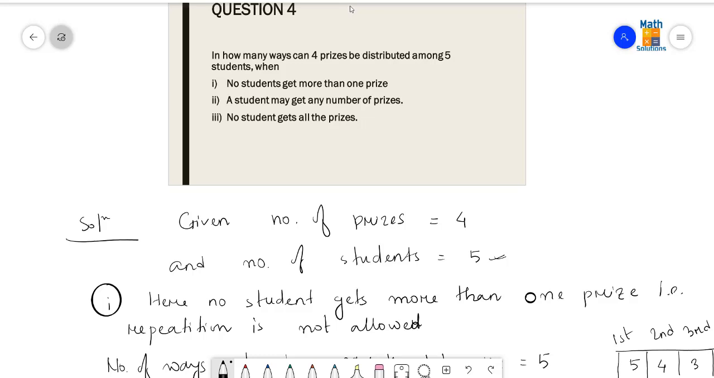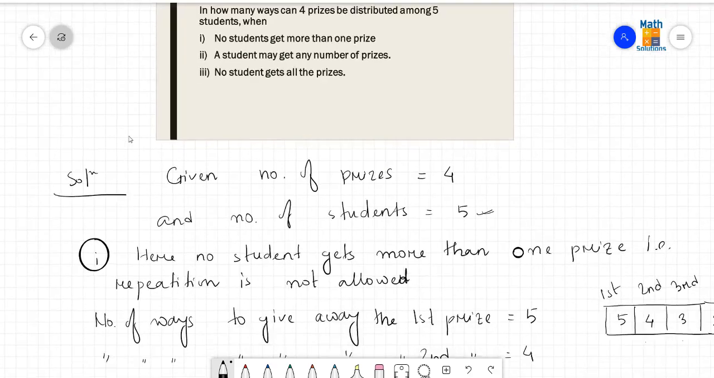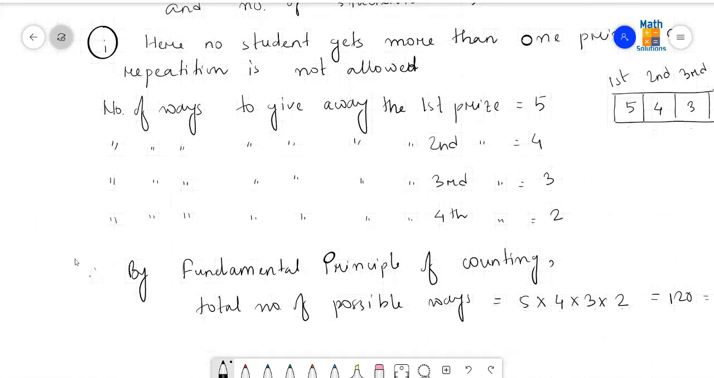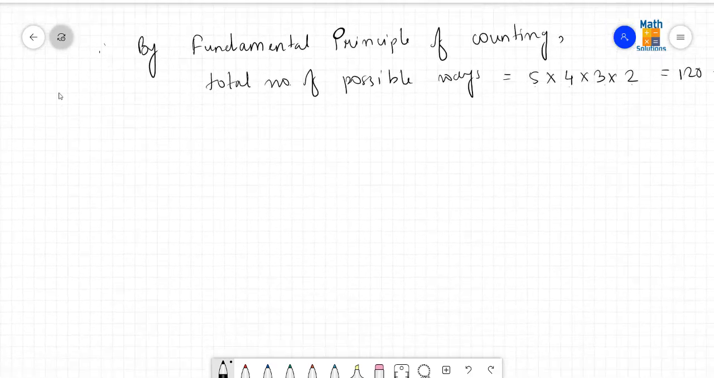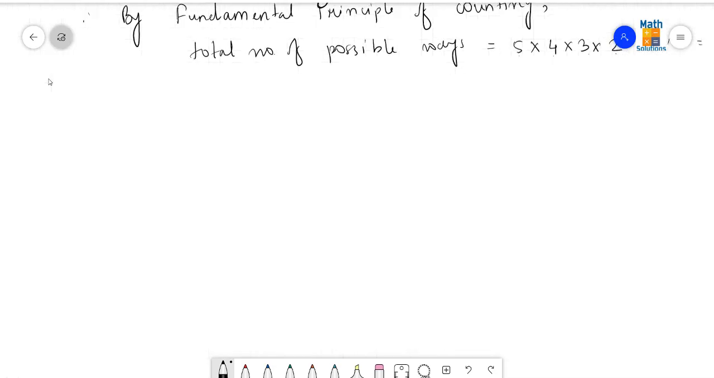Therefore, for the first place also there are 5 options. If a student is taking over the first prize, he can take away the second prize also. He may take away the third prize also. So all these 4 houses will be filled in 5, 5, 5 and 5 ways. So a student may get any number of prizes, means he can attain the first prize also, second prize also, third prize also, fourth prize also. So here in this case, what can we write?